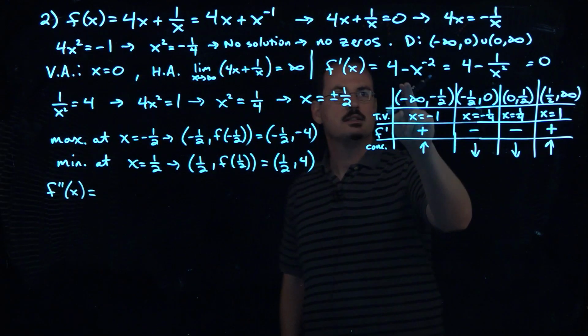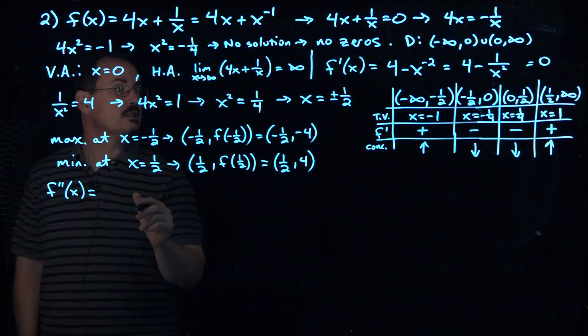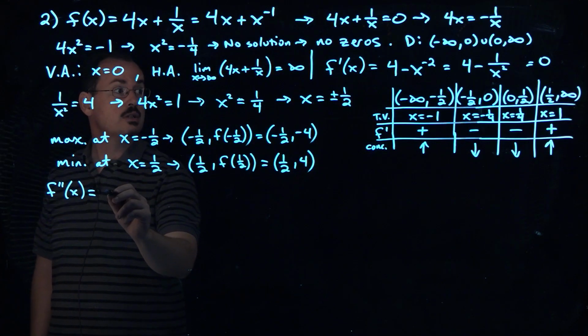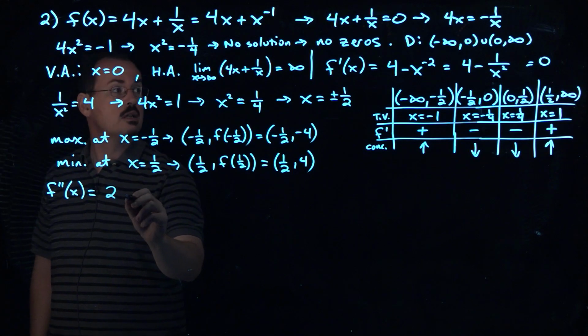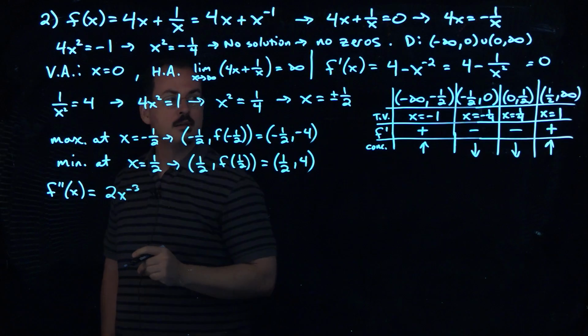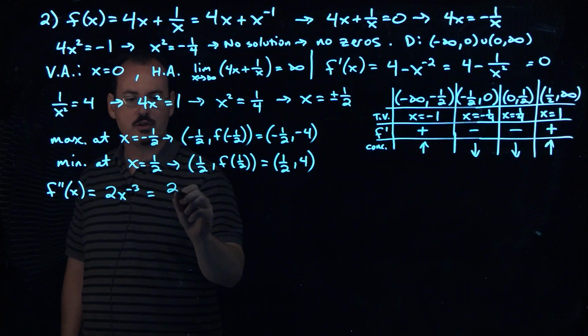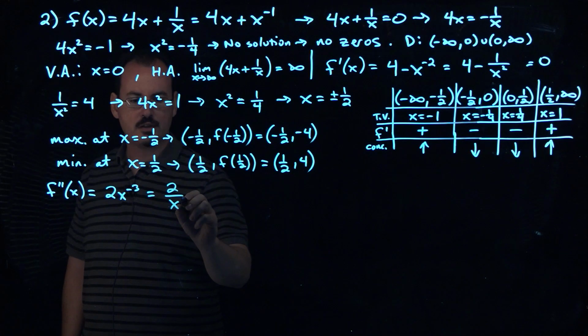Let's use this. This is the first derivative here. We'll use that to find the second derivative. That's going to give us -2, actually +2 x to the -3 power. Okay, and that's the same as 2 over x to the third.